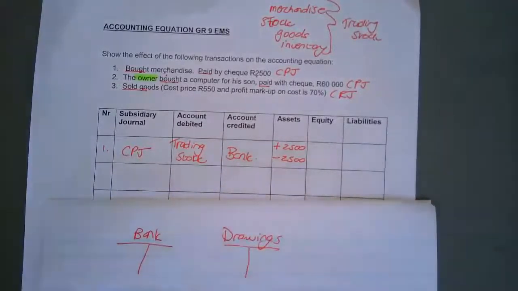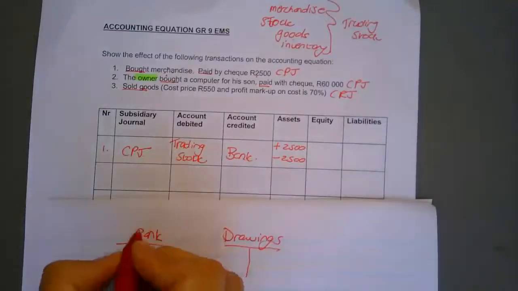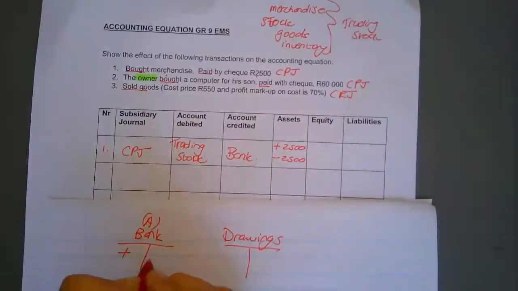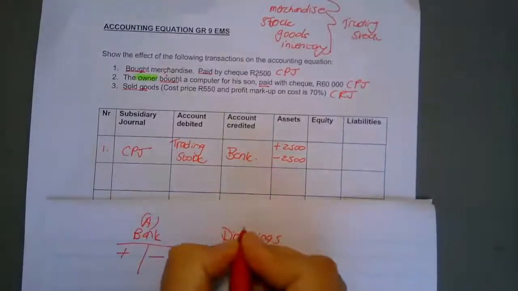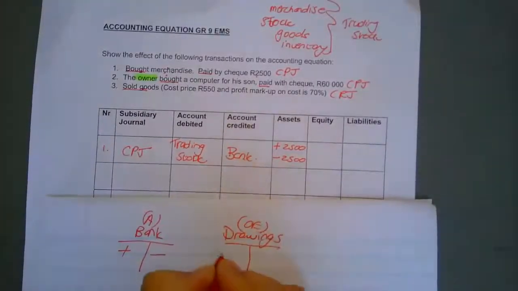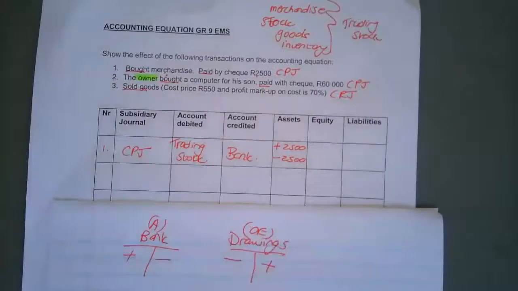Okay, so step 3. We've done step 2, we've determined which two accounts it is, and in step 3 we've drawn the T accounts, and now we need to determine whether these accounts are assets, owner's equity, or liabilities accounts. That is step 4. Bank is an asset, debit plus, credit minus. Drawings is an owner's equity account, debit minus, credit plus.